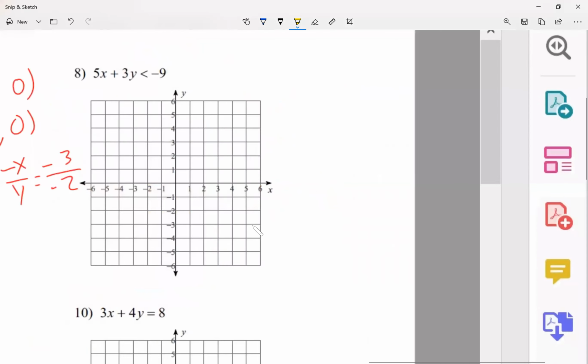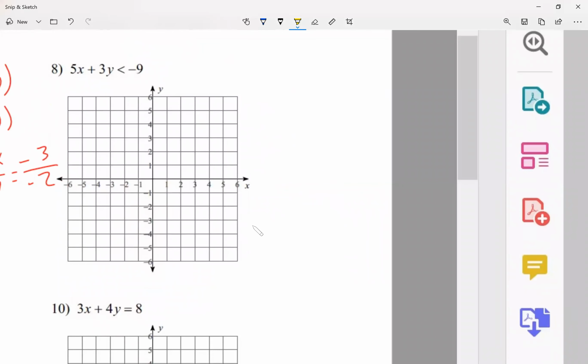Let's take a look at question number 8. I want to come out with my points. What if x is equal to 0? Right, I ignore the x term. 3 times y equals -9. So y, divide both sides by 3. y is equal to -3. Okay, that gives me 1 point.